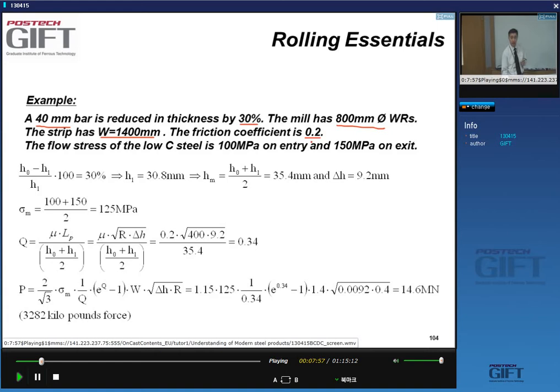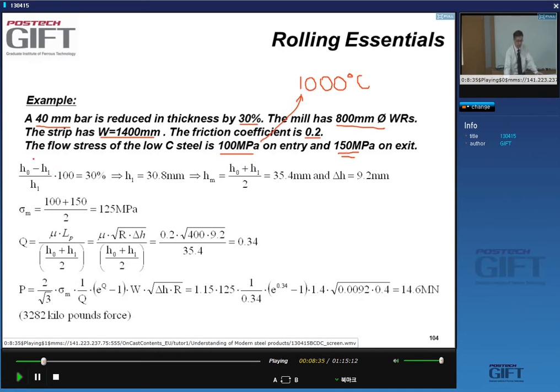The material we are rolling is, say, a carbon steel at a temperature of about 1000 degrees C. That's where you typically start rolling a bar. And of course, the material cools. And say the exit strength of the material is 150 megapascal.